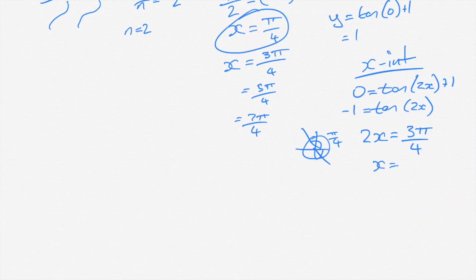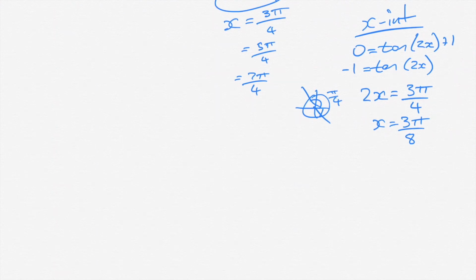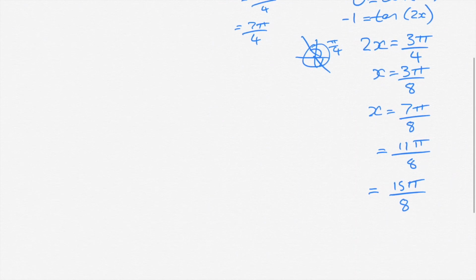Now x is equal to, I'm going to solve for x, which is 3 pi on 8. And now I know that if that's one of my x-intercepts, my other ones must be a period away. Period being pi on 2, which is 4 pi on 8. So I'm also going to get solutions at 7 pi on 8, and at 11 pi on 8, and at 15 pi on 8.